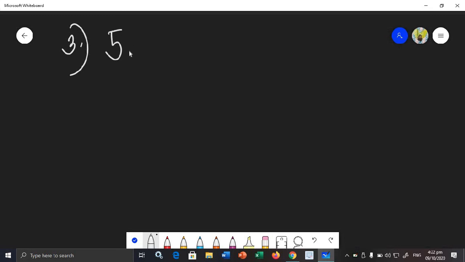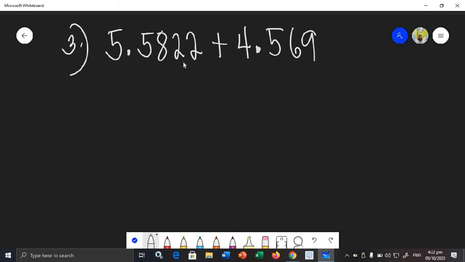So, let's say, for example, we will add 5.5822. So, this is an example of a mixed decimal. Nagkaroon na ng whole number or ng value yung whole number dito, hindi na siya 0. Just like the first two examples. So, plus 4.569. Yan. So, let's say we will add this mixed decimal. So, parehong mixed decimal yung given. So, there's no problem. We need to write the given in vertical form.